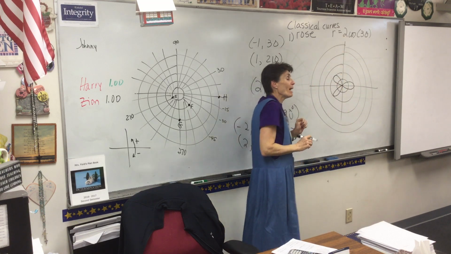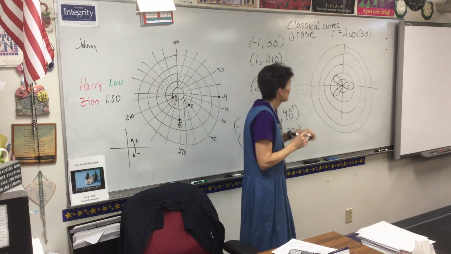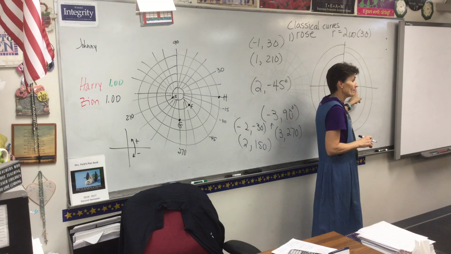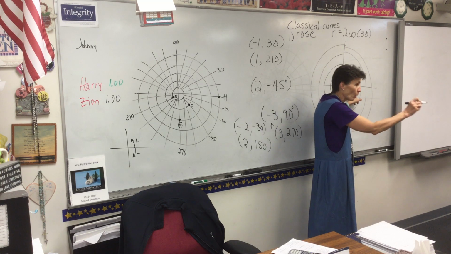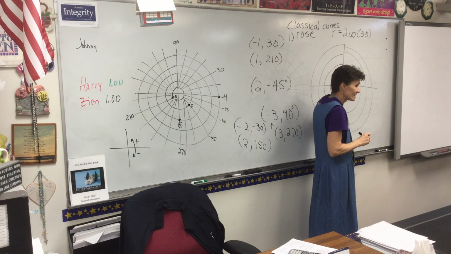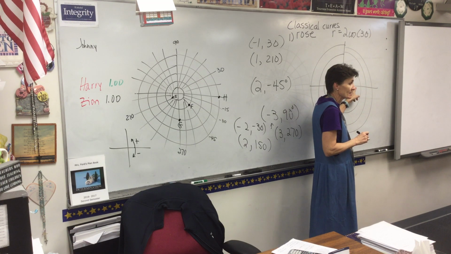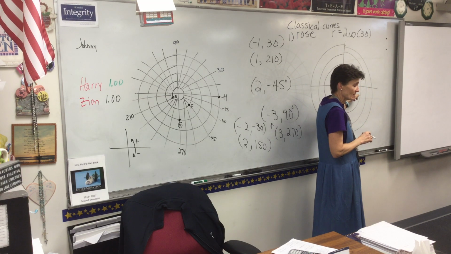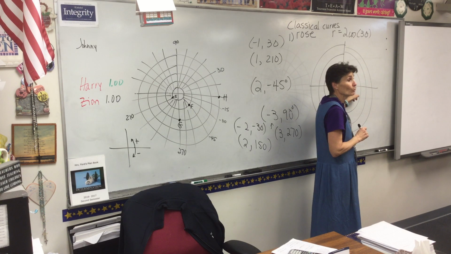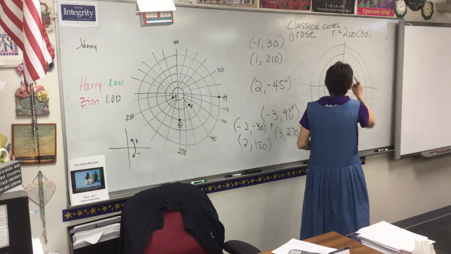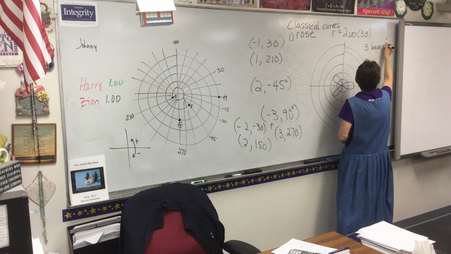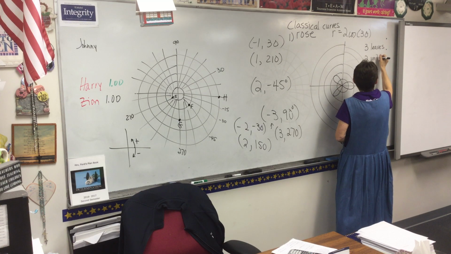Now, it might be hard for you to tell, but if you look at this petal right here in particular, how long is it? Look at your graph. How long is this petal? How many steps out is this petal on your calculator picture? 2. So for this equation, there are 3 leaves, and they are 2 units long. Okay?